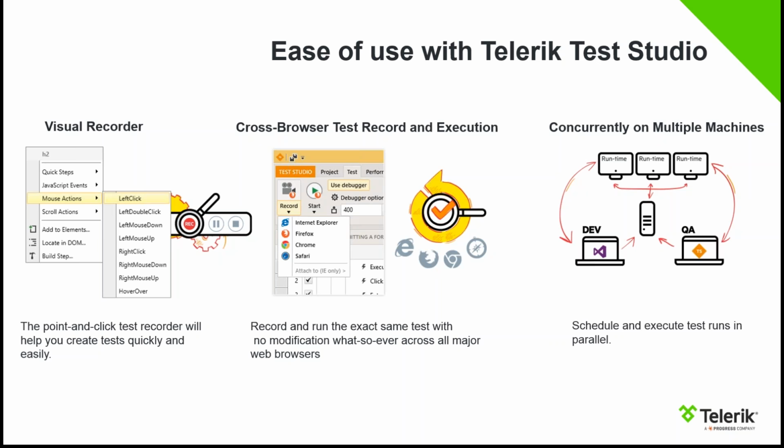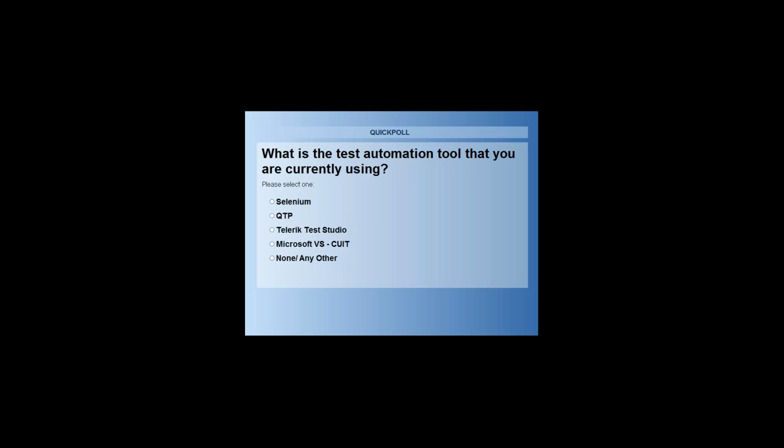And not only can you run tests on a single machine, but Test Studio comes with inbuilt schedulers and reporting systems that would let you schedule and execute tests unattended and also in parallel. So those are some of the things that Test Studio definitely provides you with. At this time, I hope we're just starting to get into the meat of things.